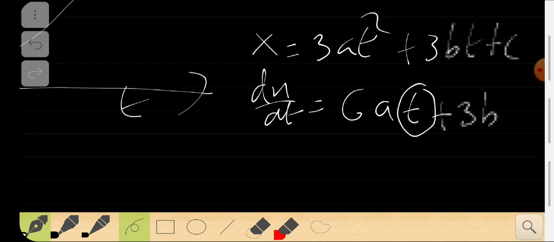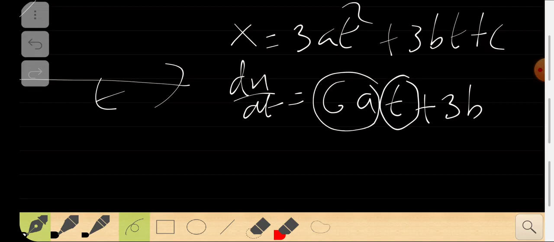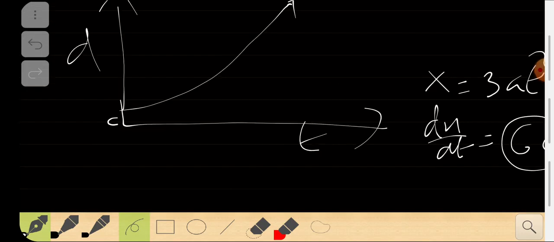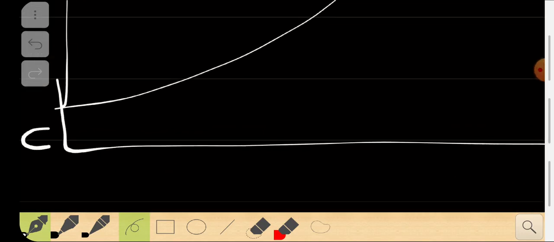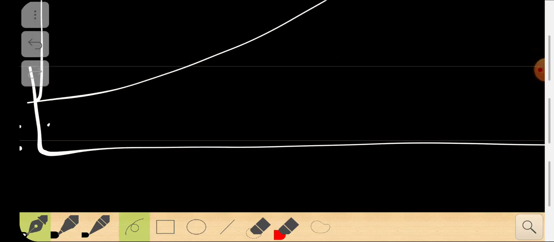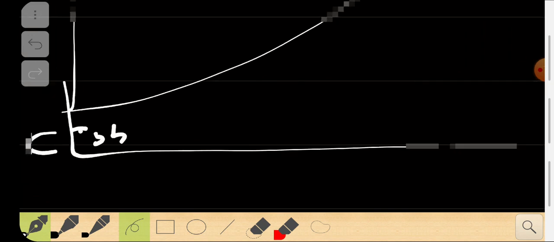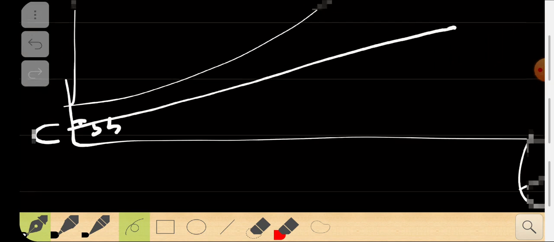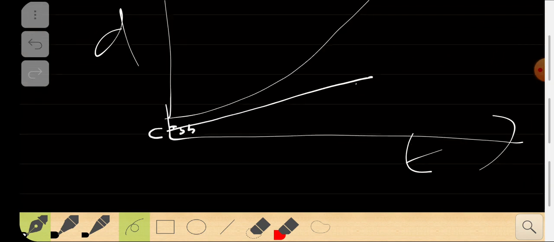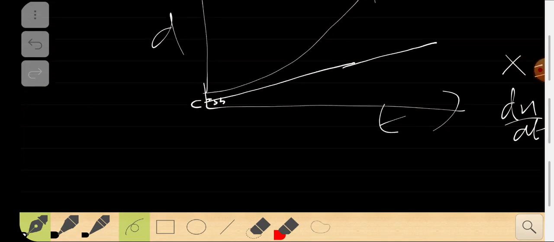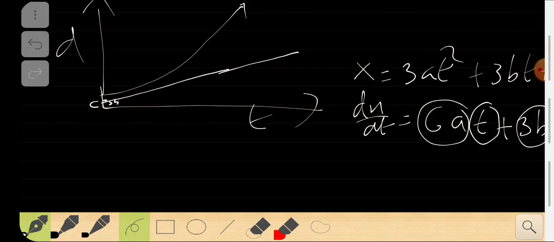So the slope of that line is 6a and the starting point is 3b, so it will be somewhere down below, where 3b is here. This is 3b, and it will be a straight line like that. That will be the slope of the curve of this displacement versus time graph, and that slope is called the velocity graph.